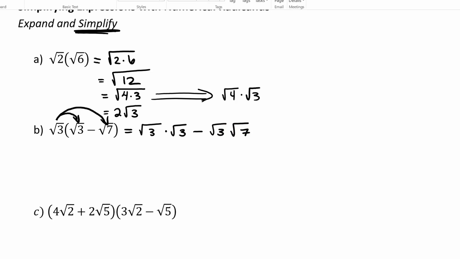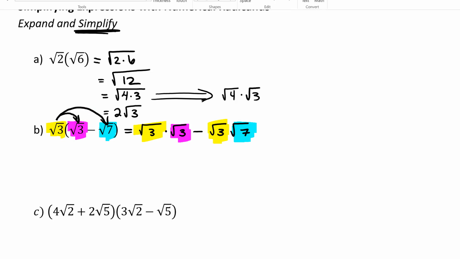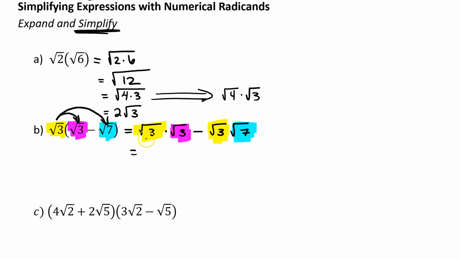Now, just so that you know where everything comes from, I'm going to use colors here. So this 7 is the same as this 7. This root 3 is the same as this root 3. And this root 3 is the same as both of these. So we've distributed that root 3 to both of those terms. Root 3 times root 3 is simply the number 3, minus root 3 times root 7, which is the square root of 21.